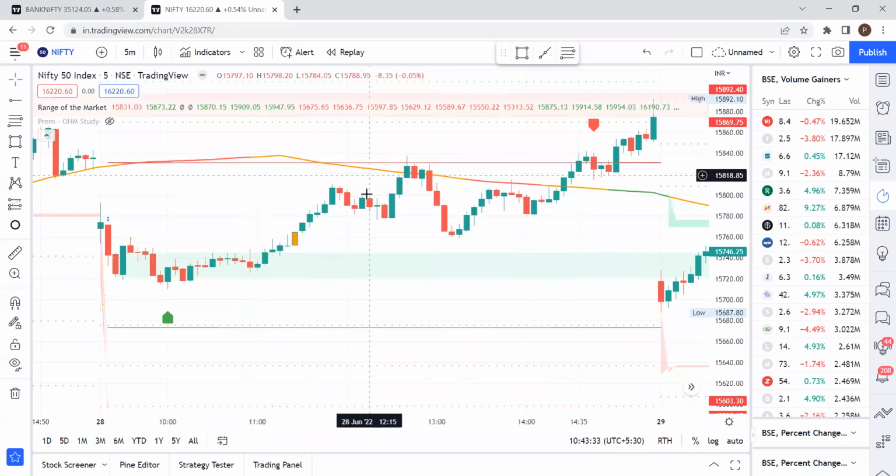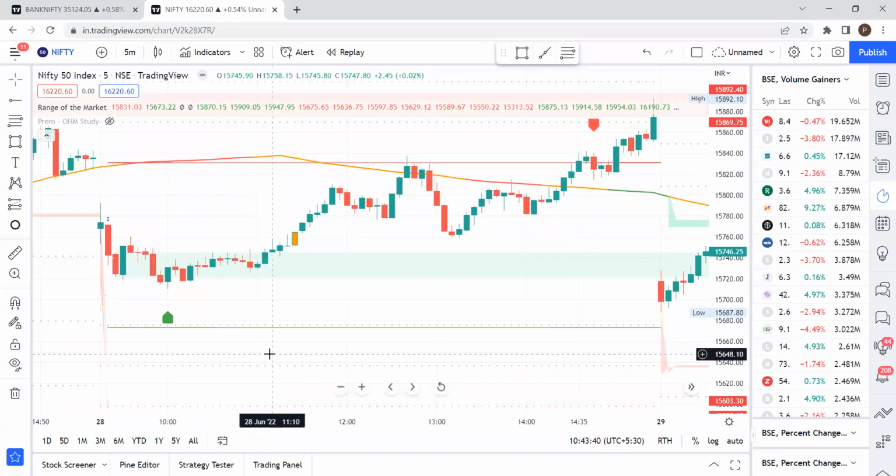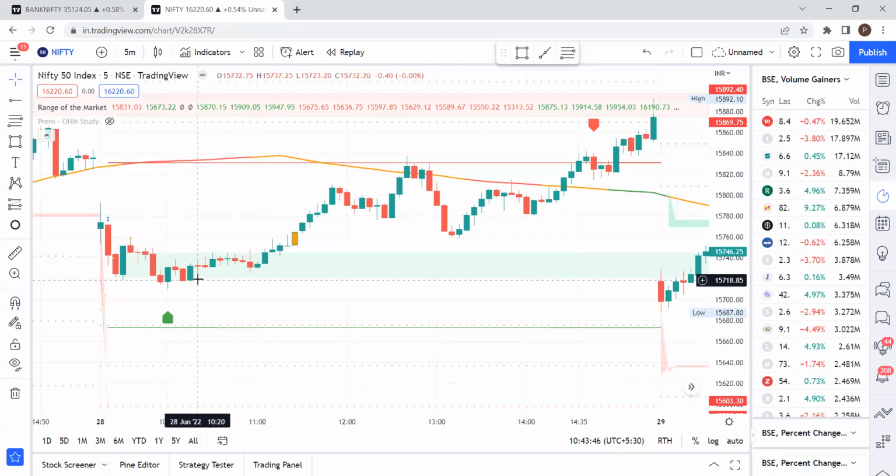So now you see there are two lines created. This is red and this is green. These two are another level of support. It's a modified support of the range of the market. Whenever this is formed, you have to look out for a reversal around this area, right? So do I see any reversal area here?